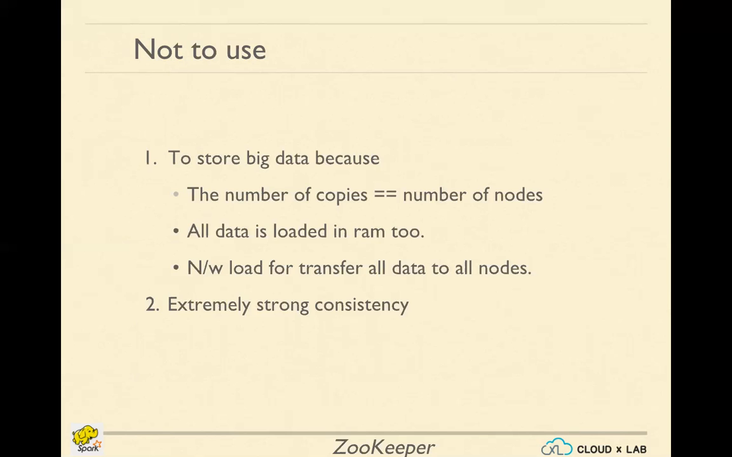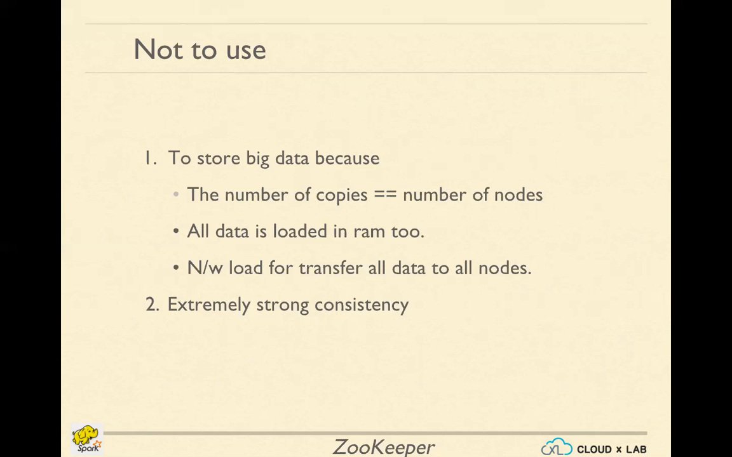If you have 100 machines and you're trying to store metadata of 1 GB, it will actually take 100 GB of RAM and 100 GB of disk if you count in the entire cluster. So the entire 1 GB will be in the memory of all the nodes, similarly in the disk. Therefore, there'll be a network load. So if you have bigger data, keep in mind not to keep it in Zookeeper.